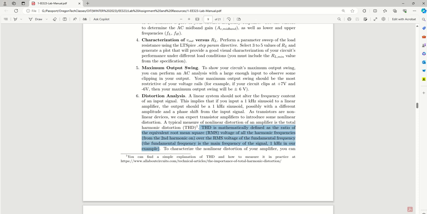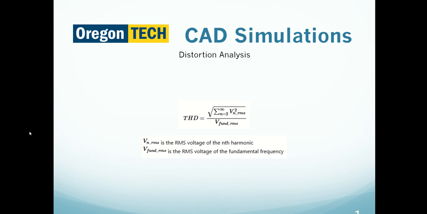And to be able to see what that looks like, this is what the equation looks like. This is your root mean squared. This is summation notation. It starts at the second harmonic. So second harmonic, third harmonic, fourth harmonic, however many we see, we're going to square that and then take the square root of it. And that's all divided by the fundamental frequency, which for our case would be the magnitude of whatever 1 kilohertz is.